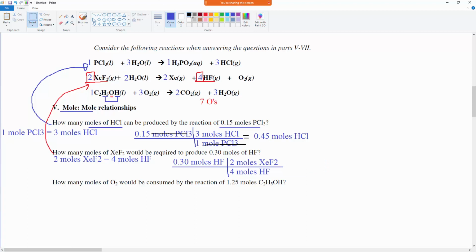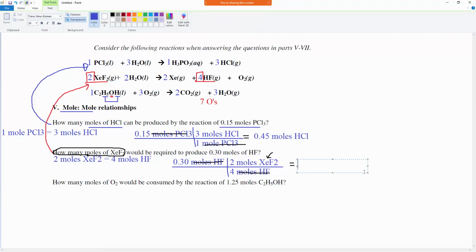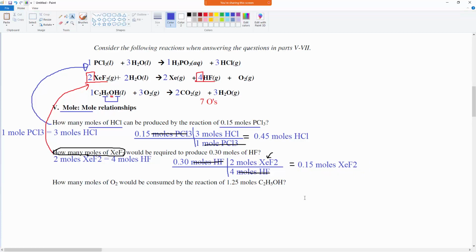So when I do that, hopefully you see moles of HF will cancel. I'm left with moles of XeF2, which is just what they asked for. So now I could just plug this in. 0.3 times 1/2 is going to be 0.15, right? There we go. All right. These don't take too long. One more. This last one.